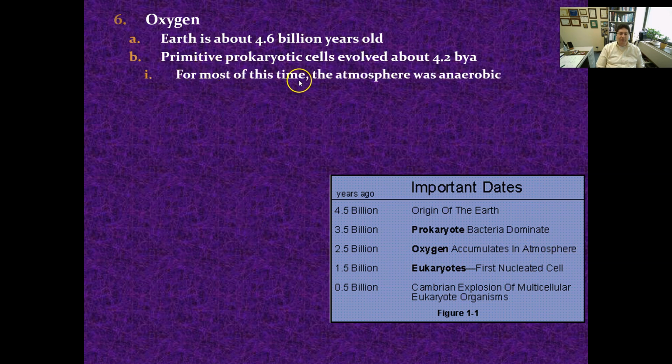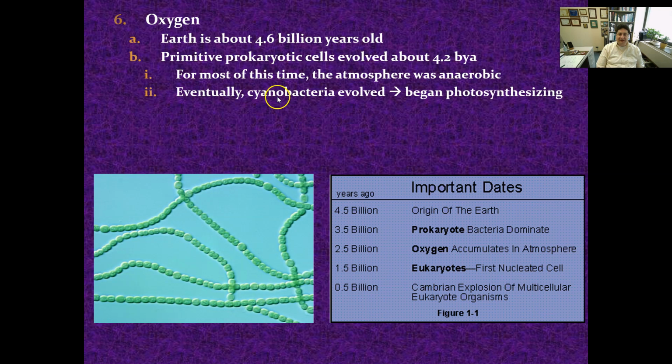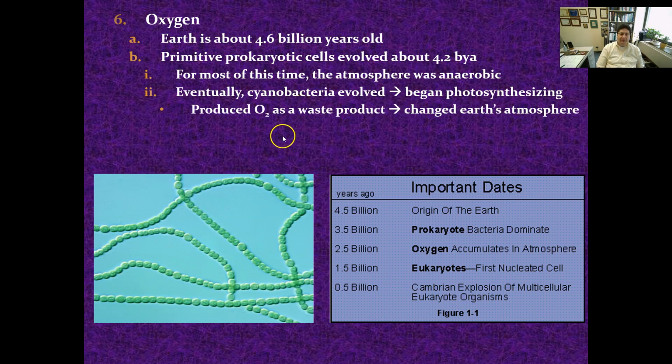Okay? So for most of this time, the atmosphere was anaerobic. We did not have any oxygen or very little oxygen in the atmosphere. Eventually, cyanobacteria evolved in this time period here. And cyanobacteria are photosynthesizers. Now, you might recall that when you photosynthesize, we produce oxygen as a waste. This oxygen got into Earth's atmosphere about 2.5 billion years ago. Oxygen begins to accumulate in Earth's atmosphere, forever changing it.